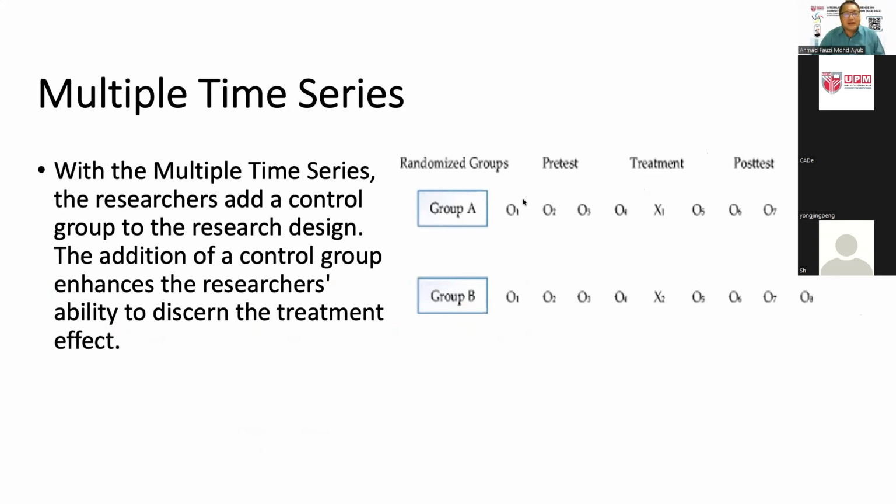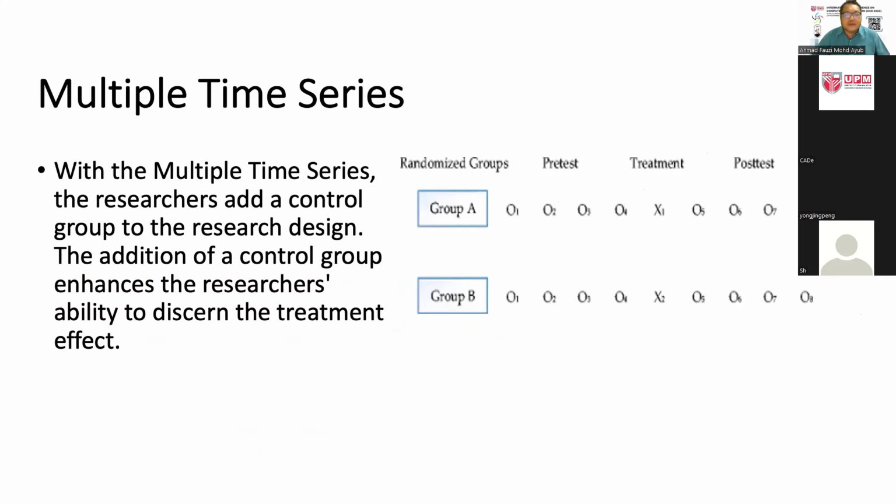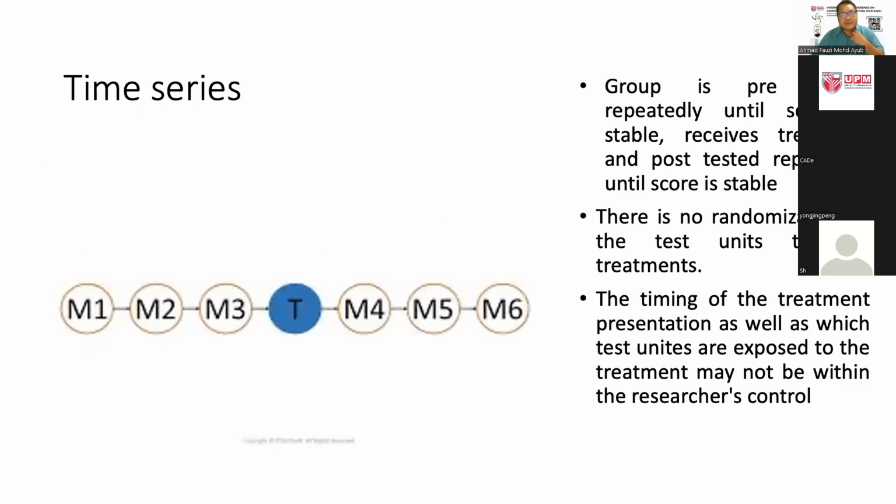And then for the multiple time series, it is similar to the time series, but for this one, you have a control group. You have group A and group B. So in the multiple time series, you add a control group to the research group. You still look for the same measurement, but this one is the control group, and this one is the treatment group. But in the time series, you only have the treatment group.